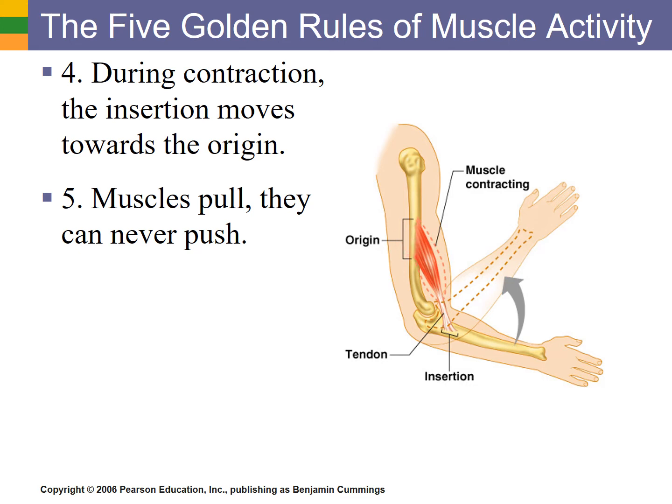Lastly, if a muscle is going to shorten, that means it's pulling the insertion toward the origin. And that's the 5th rule of muscle activity. Muscles pull. They never push. That's how they create movement. They pull on bones like levers.